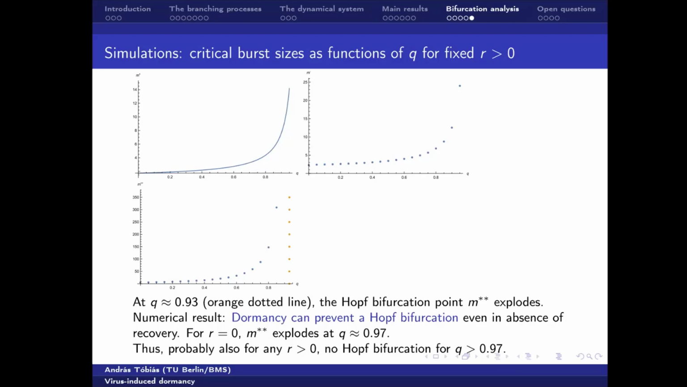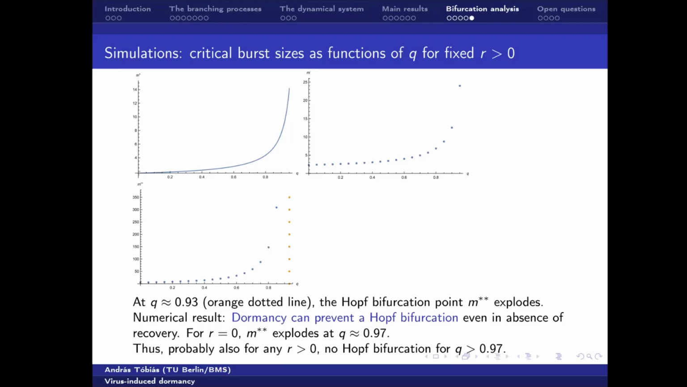And the same holds for M prime. But for M double star, the Hopf bifurcation point, the interesting thing is that already at some value a bit less than 1, approximately 0.93, this seems to explode, at least numerically. So this means that if Q is even larger than 0.93, if you have almost always unsuccessful virus attacks and dormancy, then there will be no Hopf bifurcation. Then you can preserve the stability of the coexistence equilibrium. And this also holds for R equals 0. So if you have no recovery at all, just dormancy, then dormancy is still enough.